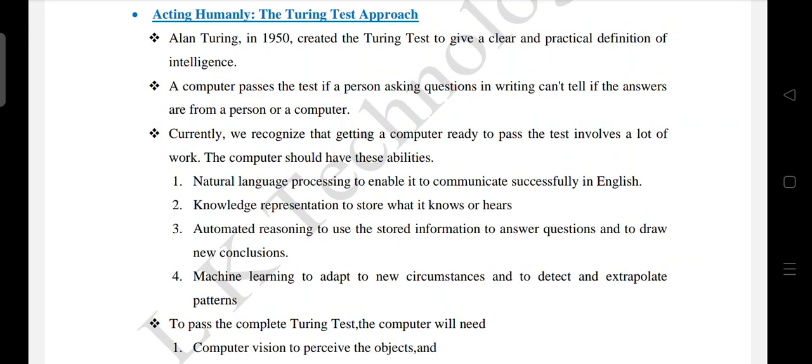1. Natural language processing to enable it to communicate successfully in English. 2. Knowledge representation to store what it knows or hears. 3. Automated reasoning to use the stored information to answer questions and to draw new conclusions. 4. Machine learning to adapt to new circumstances and to detect and extrapolate patterns.